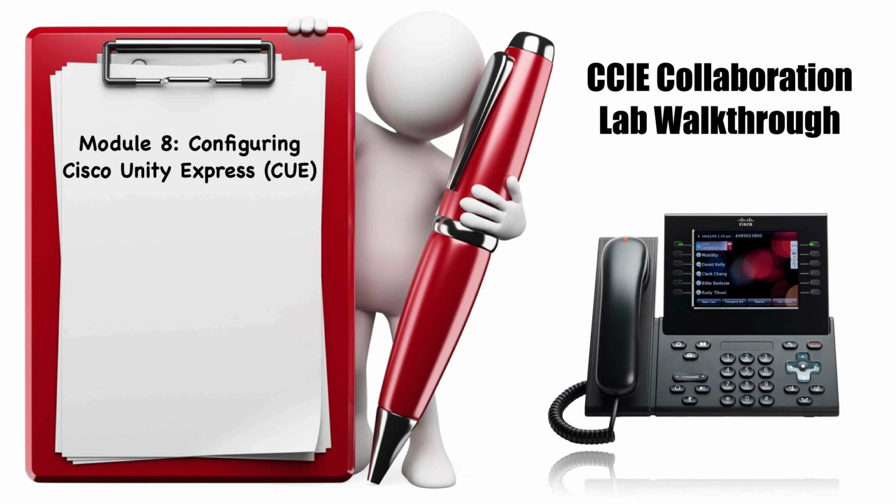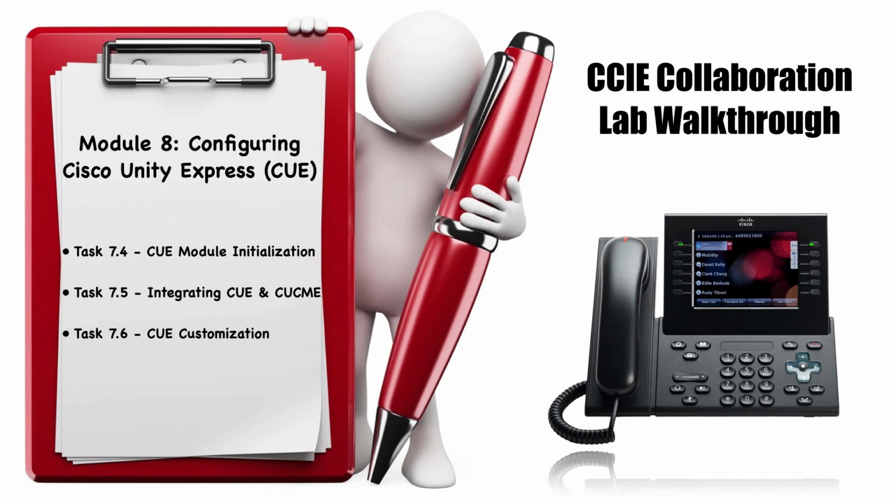In this video, we're going to be setting up a Cisco Unity Express module, and that module is inside of router BR2. We've got a few tasks that we want to do. The first of those tasks is task 7.4. This is where we're going to initialize the module. We're going to get Cisco Unity Express restored to factory defaults, and then in task 7.5, we're going to integrate Cisco Unity Express with our Cisco Unified Communications Manager Express router, and then once we get basic voicemail services working, we're going to do a bit of customization in task 7.6.